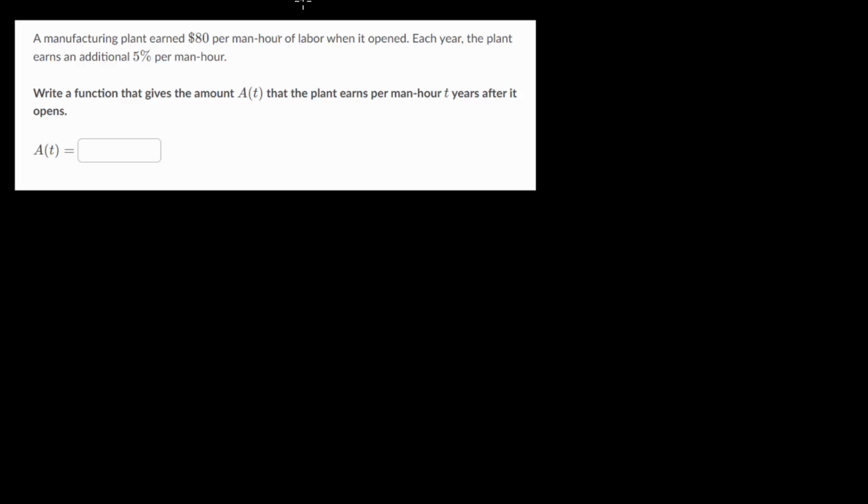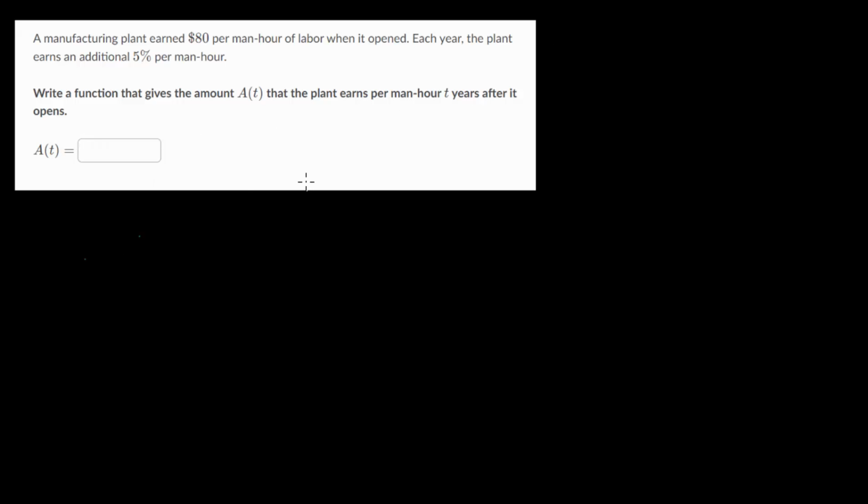And for this one, we have a manufacturing plant that earned $80 per man hour of labor when it opened. Each year, the plant earns an additional 5% per man hour. So we need to write a function that gives the amount, A of t, that the plant earns per man hour, t years after it opens.